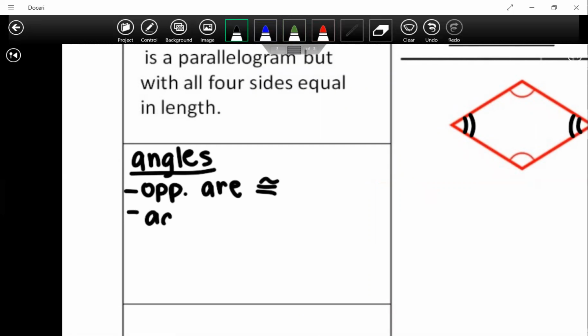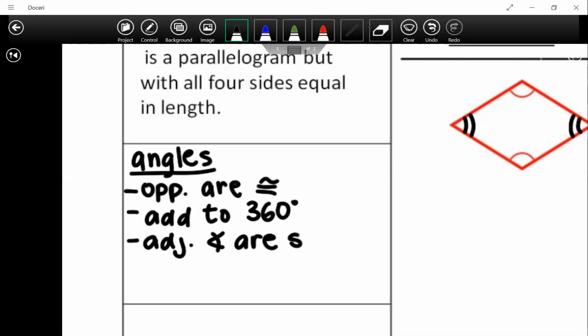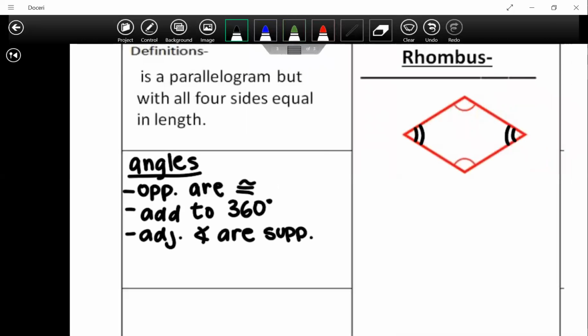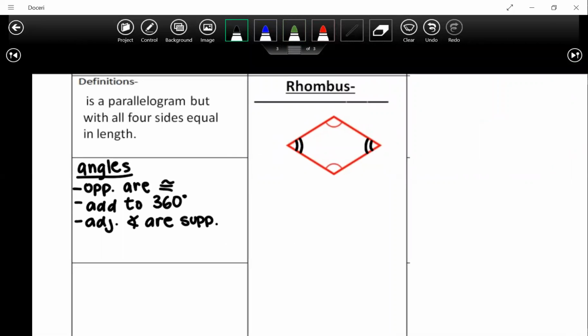Adds to 360 degrees. Adjacent angles are supplementary. I'm going to abbreviate these, meaning that the angles that are right near each other add up to 180. Okay, and that's all we really want to get from that. That's not the real focus that we're going to make with this statement.